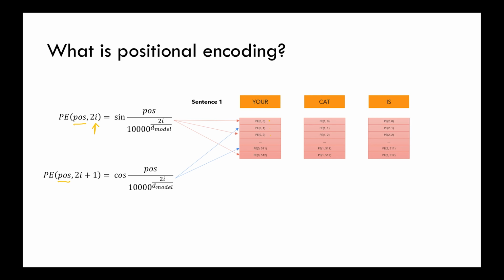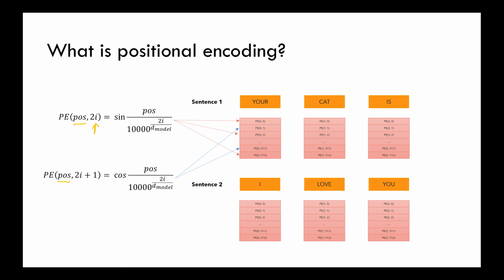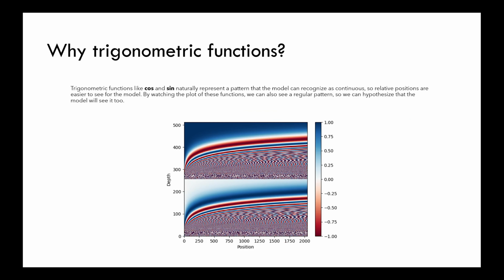I also want you to notice that if we had a different sentence, it would have the exact same positional encoding, because they don't depend on the word, but only on the position. This also means that we can pre-compute these positional encodings once and then reuse them for every sentence that our model will see. We don't need to recalculate them every time we feed a sentence for inferencing or for training.